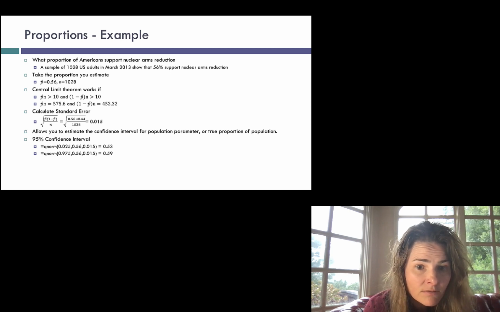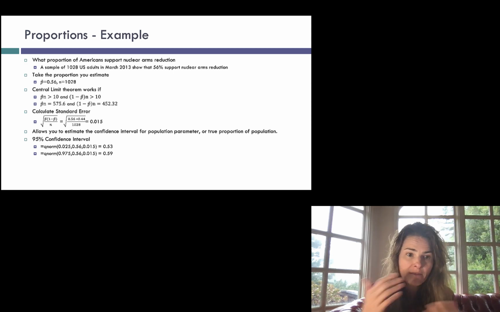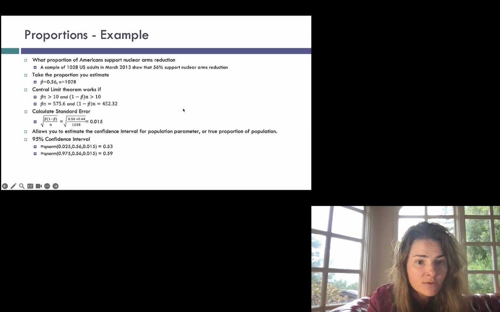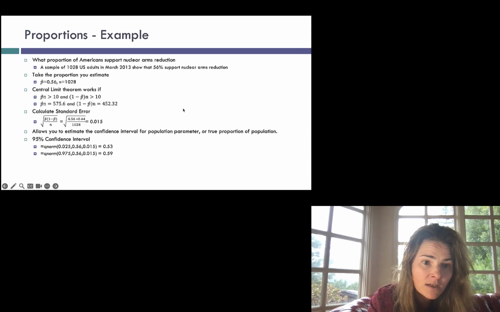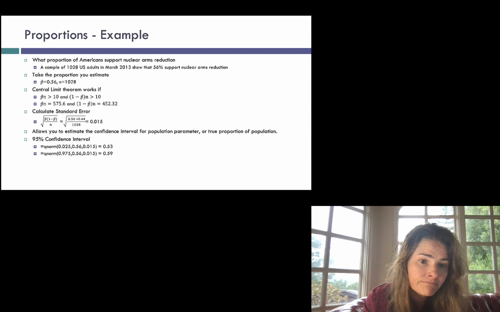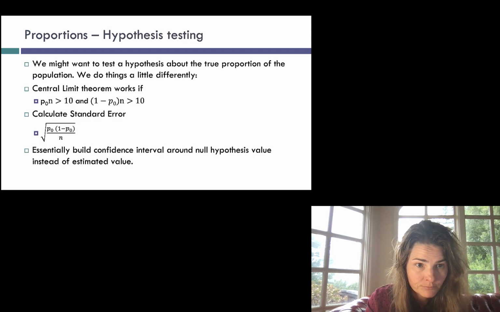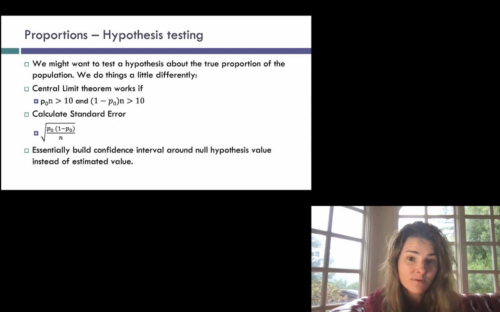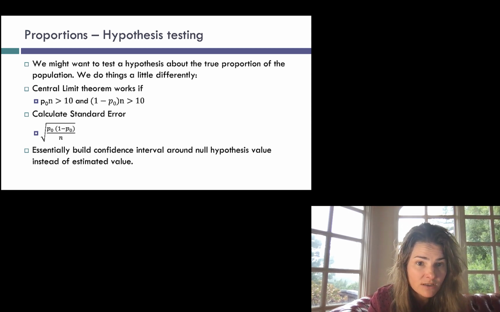And then we can go ahead and calculate a confidence interval for our population parameter, or the true population proportion here, this 95% confidence interval using qnorm, just like we did before. We're just simply using this different standard error and a different proportion instead of our mean. We can also test the kinds of hypotheses we've been testing about our proportions.